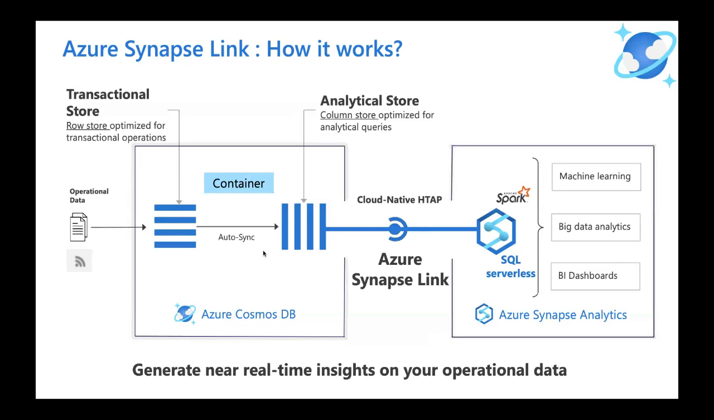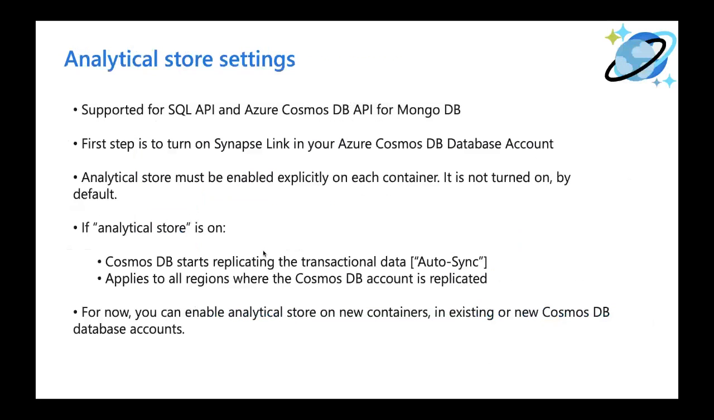Now, this analytical store is supported right now for the Core SQL API and the Azure Cosmos DB API for MongoDB. All you need to do is just turn on a configuration parameter within your Azure Cosmos DB account, as well as make sure that you turn this on explicitly on every container which you create within your database. Don't worry, we'll go through all these things during the course of our hands-on workshop anyway. So the TLDR is that it is super easy to just turn it on. It's a turnkey solution, so to speak.